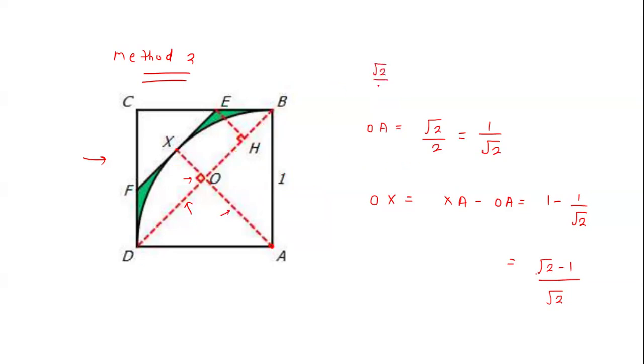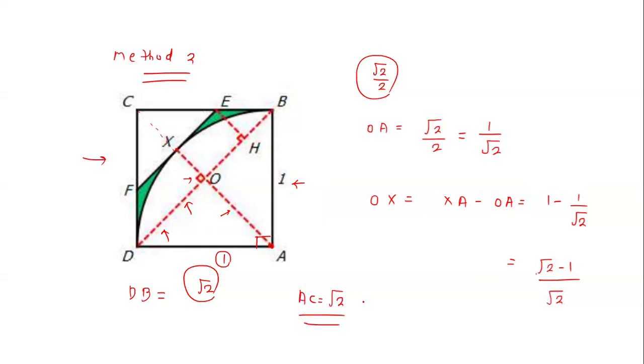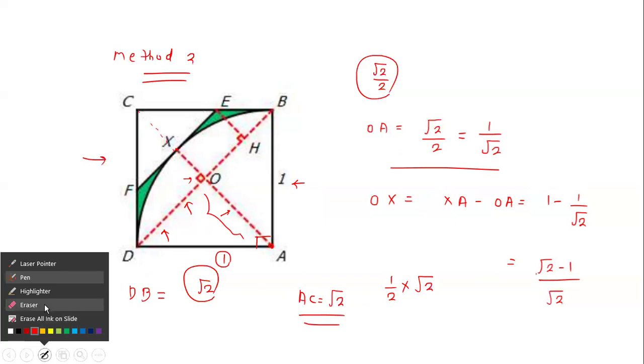root 2 divided by 2, because this diagonal length is simply root 2, because this is 1 and this is 1, and after applying the Pythagoras theorem you calculate the DB length as root 2. DB length is also equal to this AC length. AC is another diagonal, so this length is also root 2, so half of that is this OA length. So OA length is 1 by root 2, half of the diagonal length.